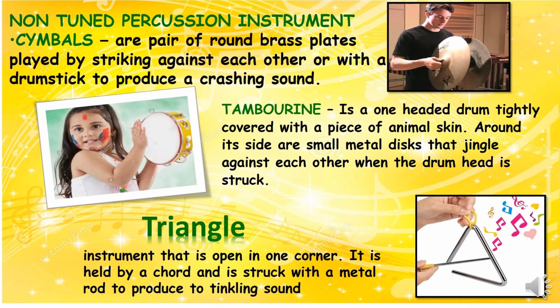The tambourine is a one-headed drum tightly covered with a piece of animal skin. Around its sides are small metal discs that jingle against each other when the drum head is struck. The last one is what we call the triangle. The triangle is an instrument that is open at one corner. It is held by a cord and is struck with a metal rod to produce a tinkling sound.